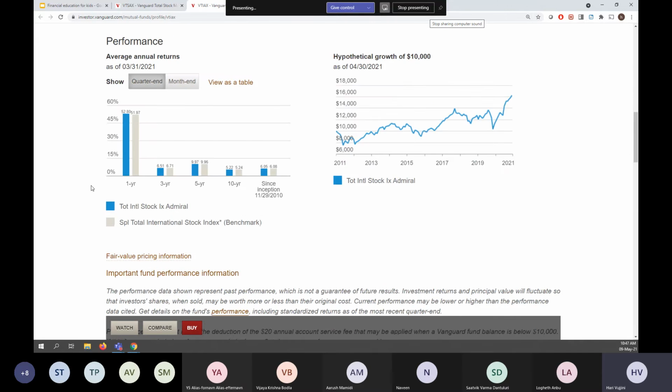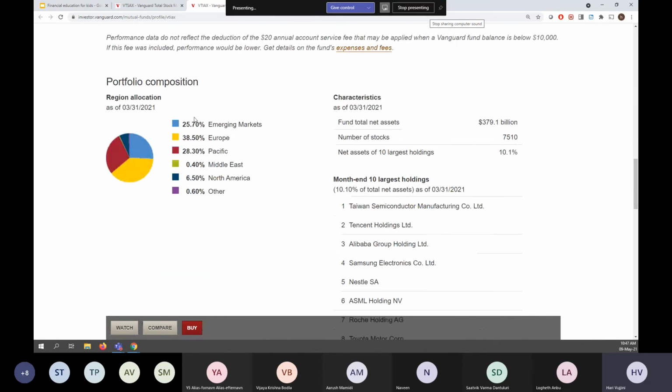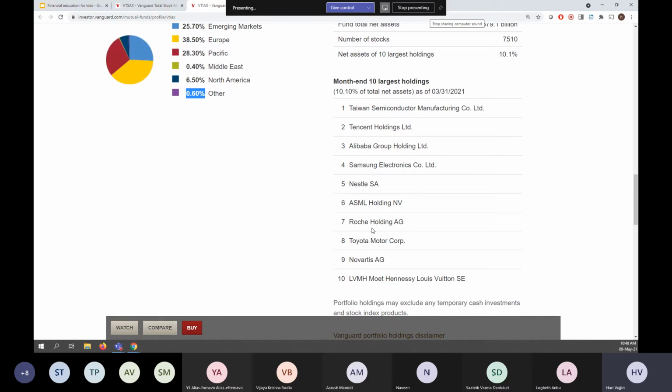Second thing is to look at the allocation, because this covers all the markets across the world. You are basically owning all the big companies across the world. So they have a 25% allocation to emerging markets. Emerging markets are like India, South Korea, and so on. And 38% is Europe, and 28% is, okay, 6%. I guess this is Asia specific, then Middle East, North America, and others. You see the allocation changed drastically now.